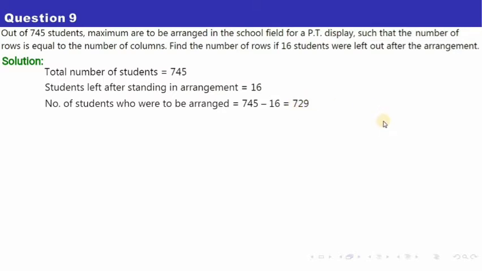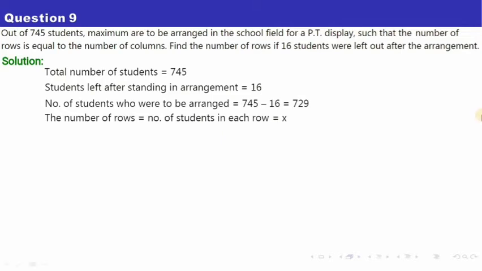Okay, that means here you are asked to find the number of rows, isn't it? Number of rows means number of students in each row, which I am taking to be x. Now just think, if the number of students in each row is x, what will be the number of columns, or the number of students in each column?